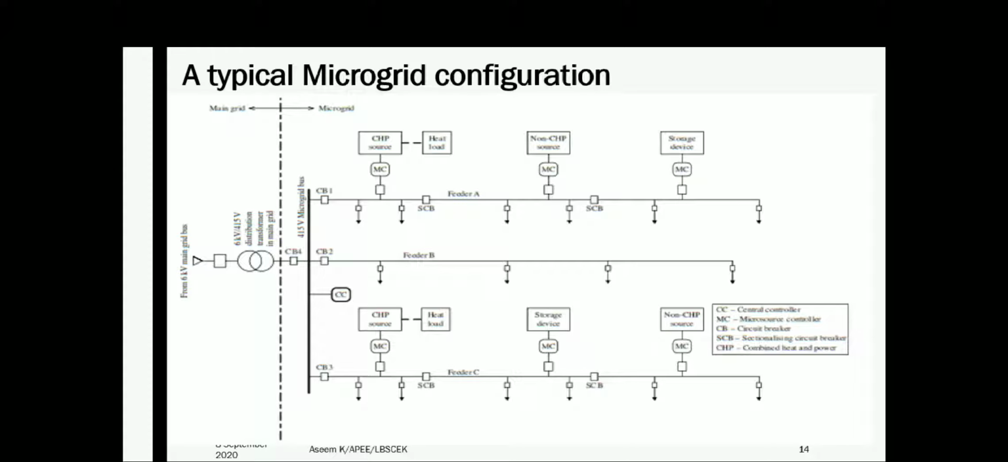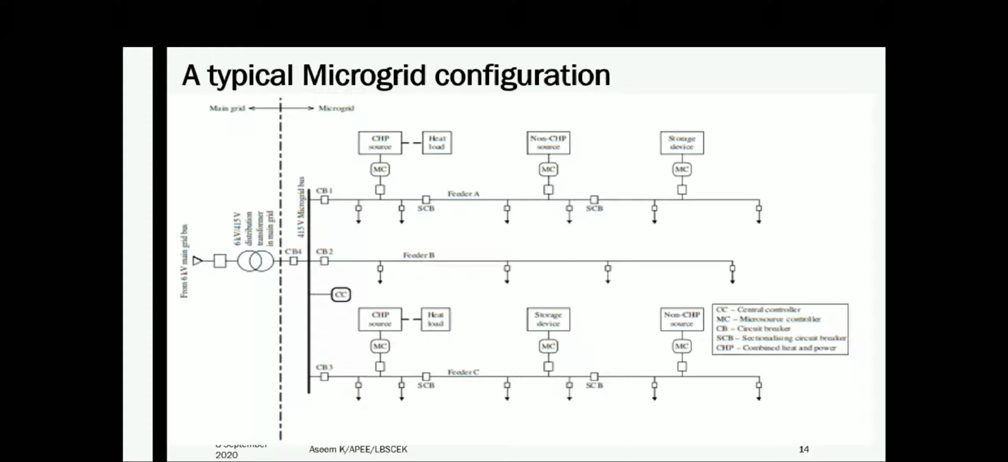You can see everything is connected through circuit breakers, and the microgrid is connected to the main grid through a circuit breaker, that is CB4. Whenever circuit breaker CB4 is open, the entire microgrid is disconnected from the main grid. You can also see a lot of MCs, that is the micro source controllers, and different types of distributed energy resources connected to feeder A and feeder C.